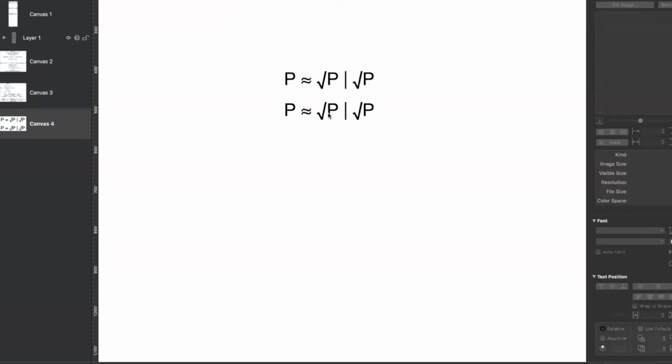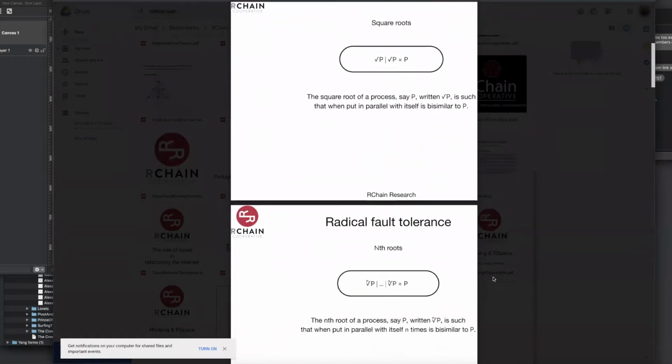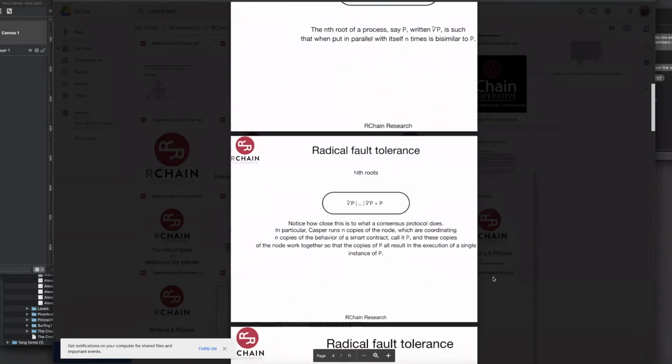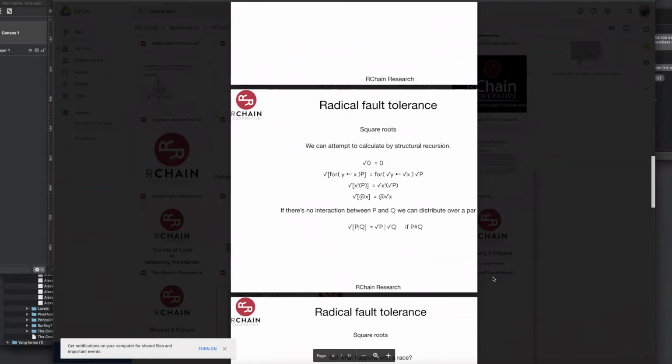Does anyone need refreshing on the definition? Would that be helpful? Yes, please. All right, here, let me go find it. One second. Okay, here we go. Can everyone see that? Yes. All right. So I give just the definition of the square root, and I leave it as an exercise to do the nth root, but it's not particularly hard.